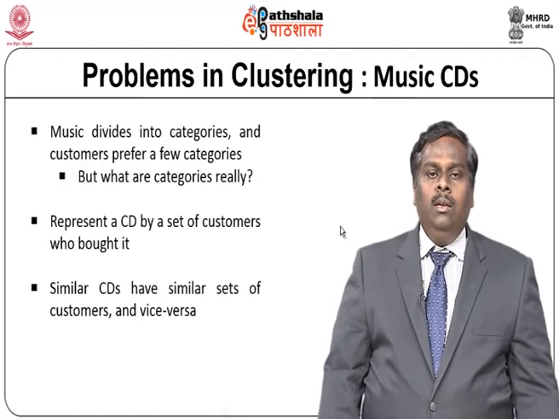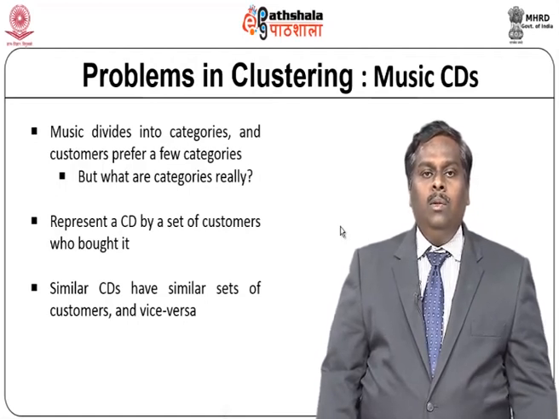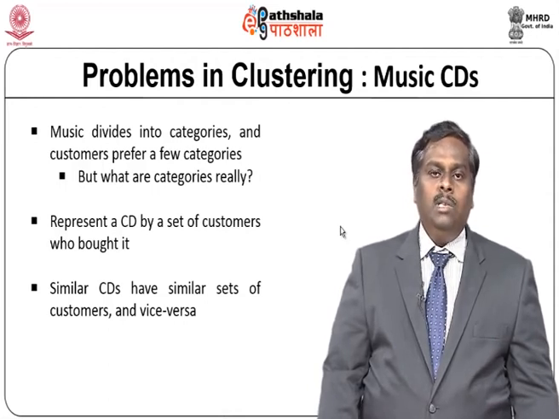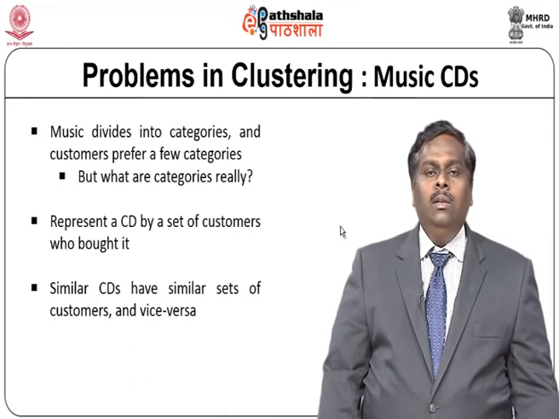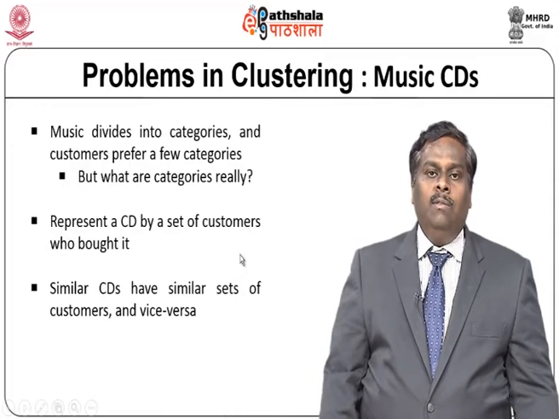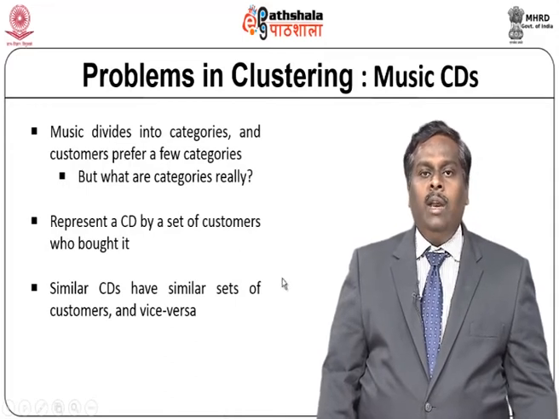So, you can take all the transactions done by the users, like what are the CDs that are rented out by the users, or what are the musical CDs that were purchased by the users, and when you try to group the users, you can find users who have similar interests coming under similar categories. So, similar CDs have similar sets of customers and vice versa. This is what you can finally infer.